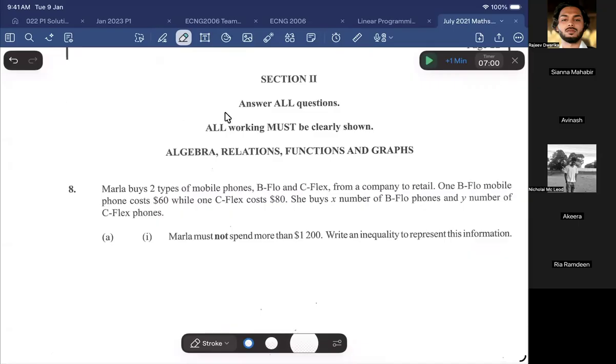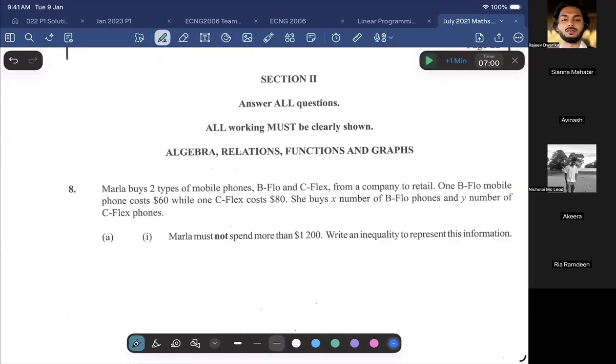Mala buys two types of mobile phones, B Flow and C Flex, for a company to retail. One B Flow mobile phone costs $60 while one C Flex costs $80. She buys x number of B Flow phones and y number of C Flex phones. A. Mala must not spend more than $1,200. Write an inequality to represent this information.